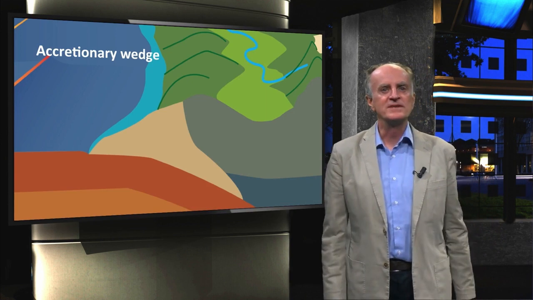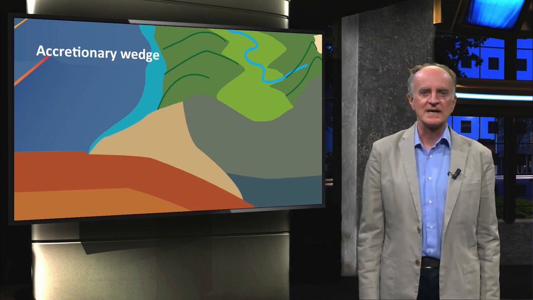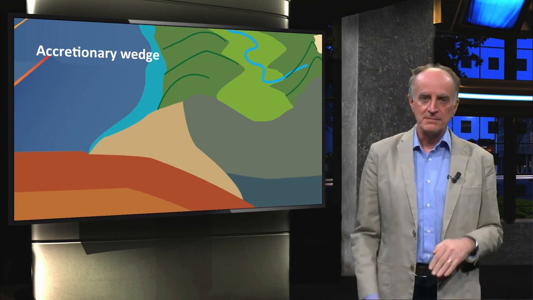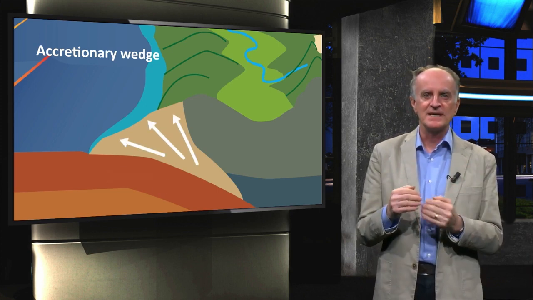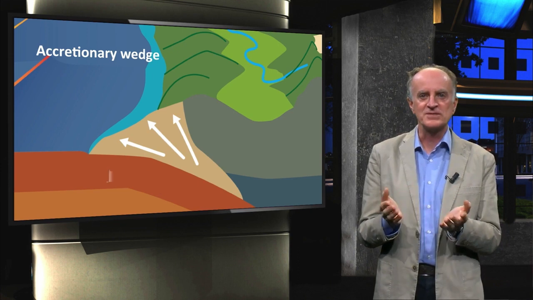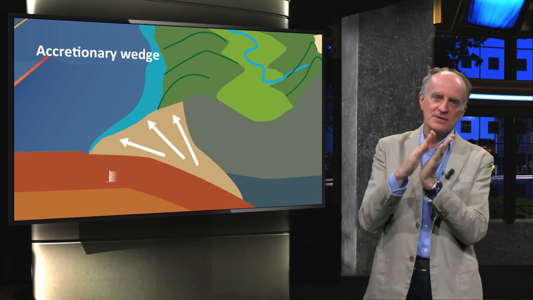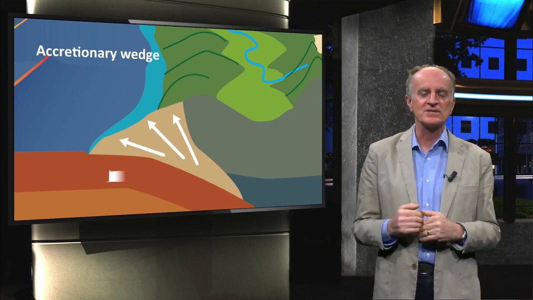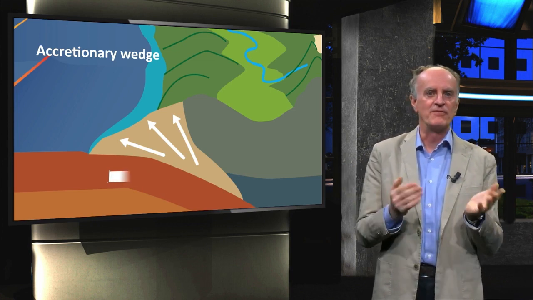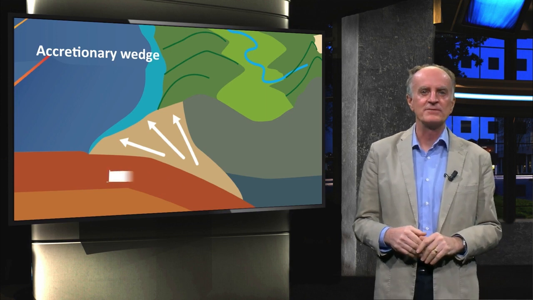The third major feature associated with subduction zones are accretionary wedges. Because of the friction between the subducting and the upper plate, sediments and other rocks of the lower plate are scraped off and accreted to the upper plate. Not surprisingly, rocks in the accretion wedges are highly deformed, and they form the initial stages of mountain building.